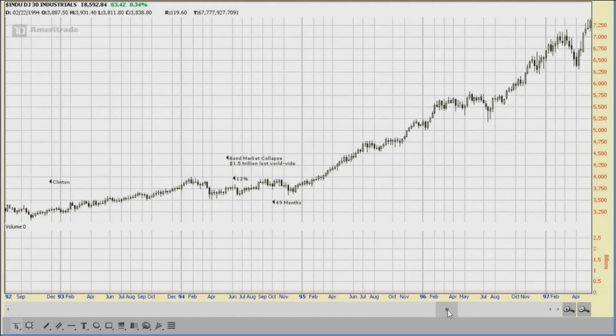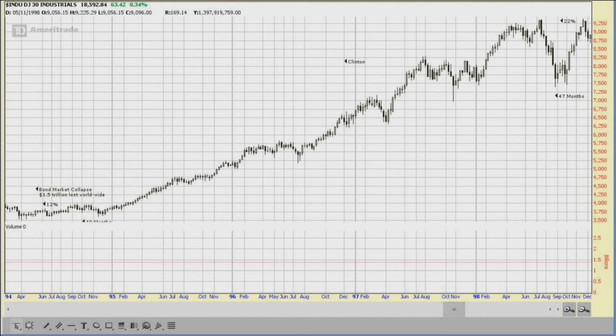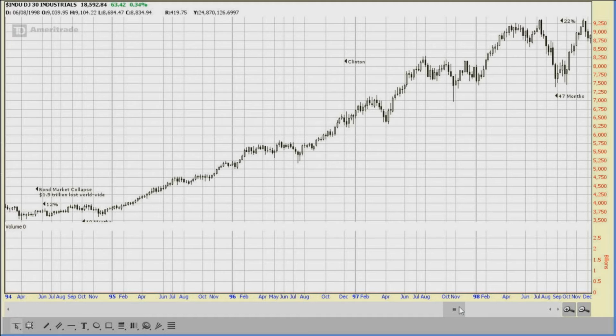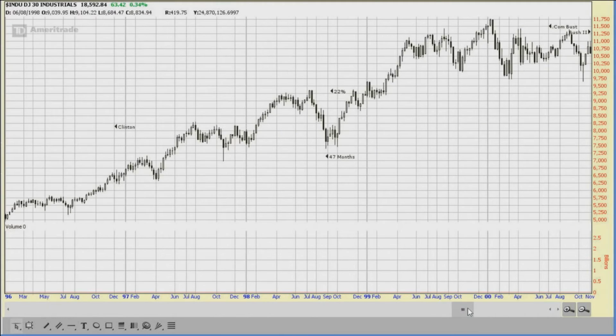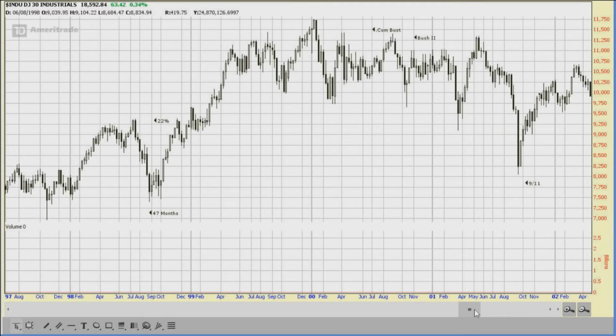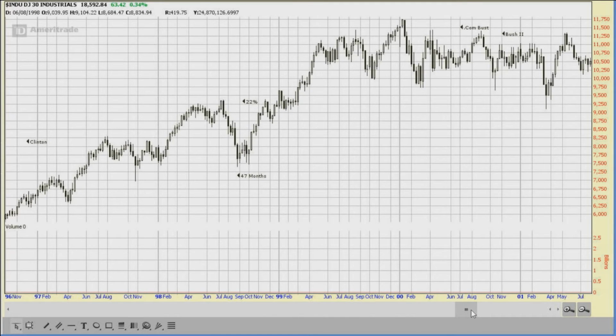Also, we could jump up to 1996, Clinton's re-election. Almost no correction there, just 2 weeks on the downside, and that was about, believe it or not, 5%. I'll show you that in a second. That came right around the election time. Just after the election, it dropped about 5%. That was when Clinton was elected in 1996.